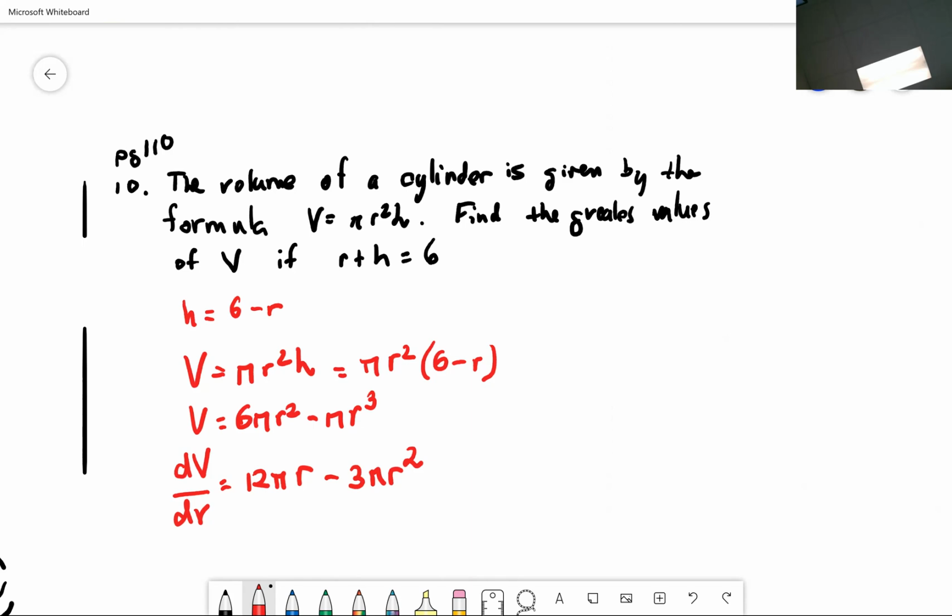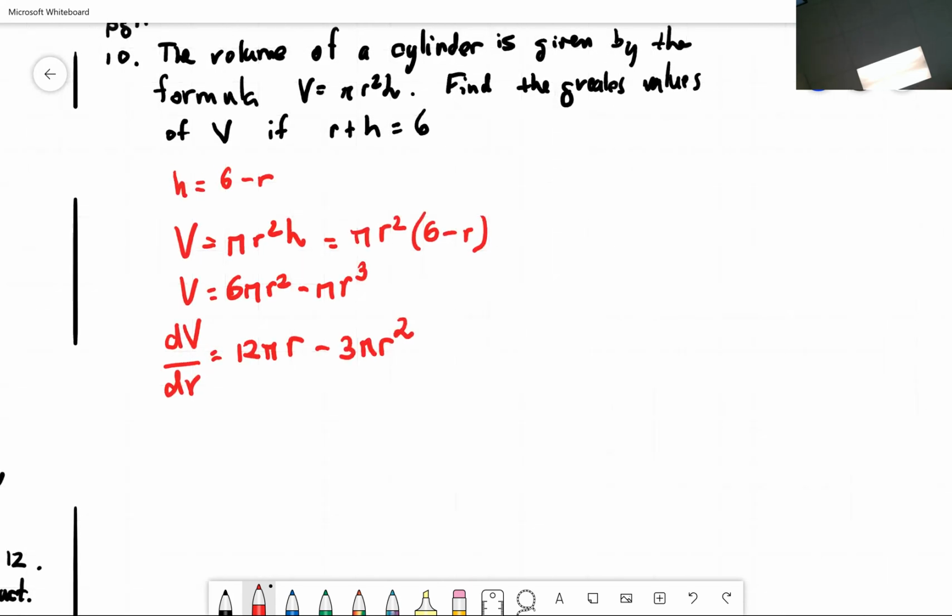It is an irrational number, so I don't need to write it as 3.14. I just leave it as pi. And now, once again, that's a parabola that's facing down. We know we're going to have only a max. We have a stationary point when dV/dr equals what?